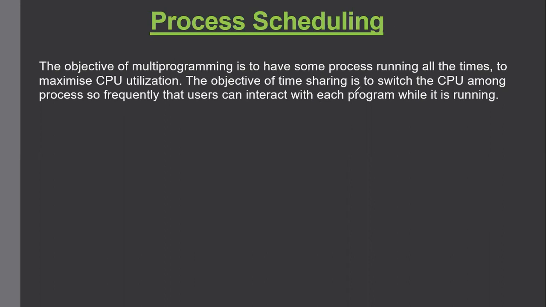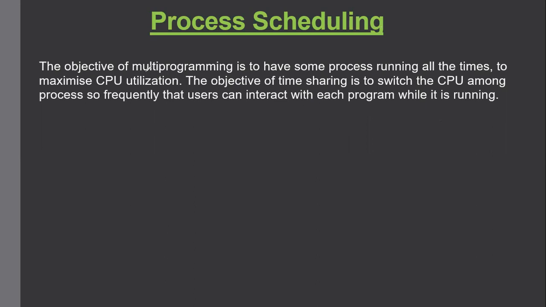But in the case of time sharing, every process has a time quantum, and if that time quantum expires, some other process is allocated the CPU. So the CPU is switching among processes so that the user can interact with each program. I have discussed multi-programming and multitasking in detail, so if you want to see that video, you can click on the I button.